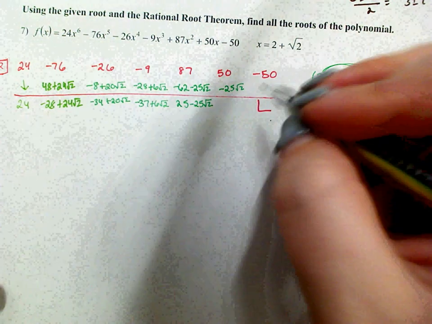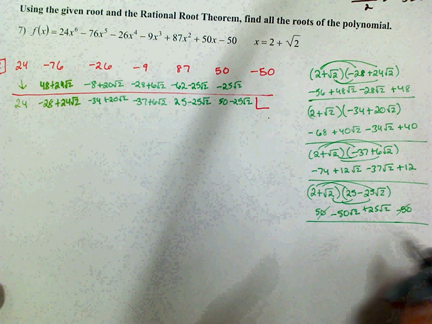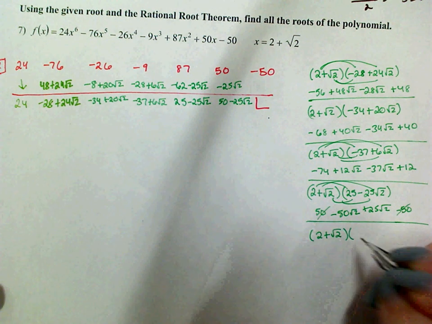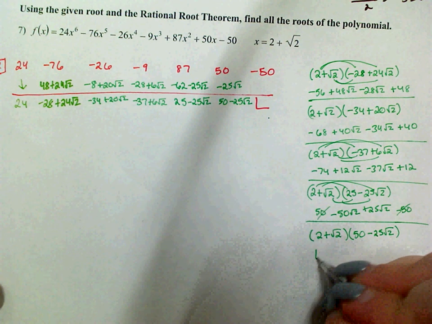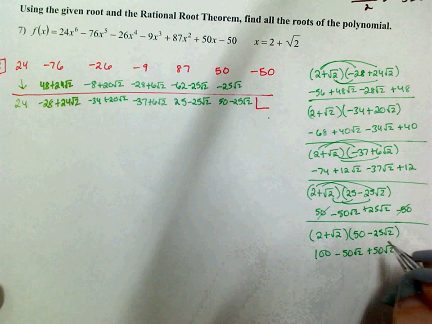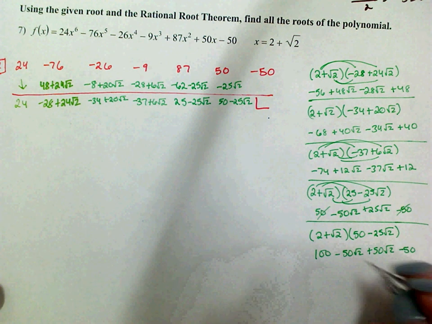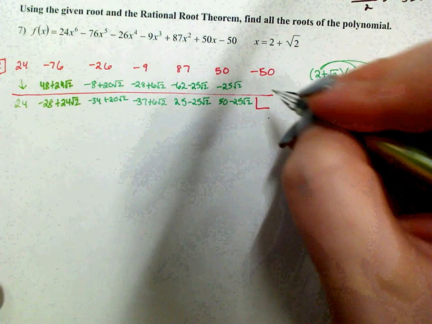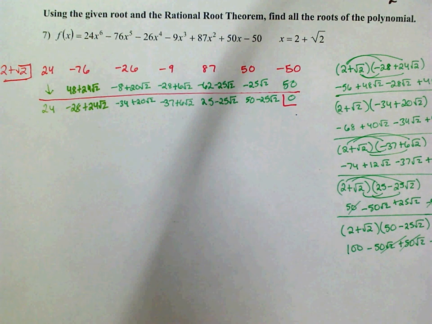So I've got 2 plus the square root of 2 times 50 minus 25 square root of 2. I've got 100 minus 50 square root of 2 plus 50 square root of 2, and then minus 50, 25 times 2. And so that's 100 minus 50, which is 50. Yay. I will try and keep the numbers reasonable. I mean, you'll have a calculator, but the smaller the better, because then there's not as much room for error. All right, so now I'm going to divide out 2 minus the square root of 2.